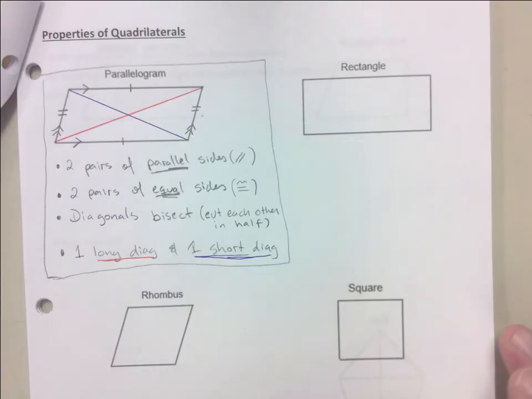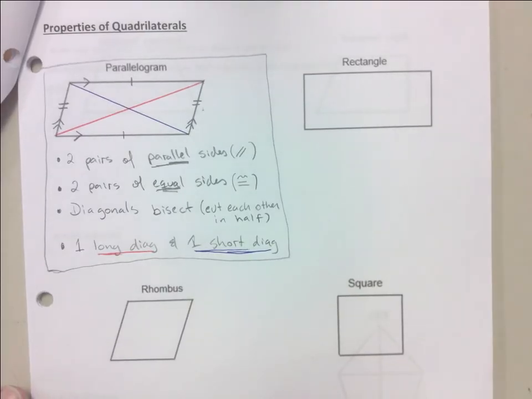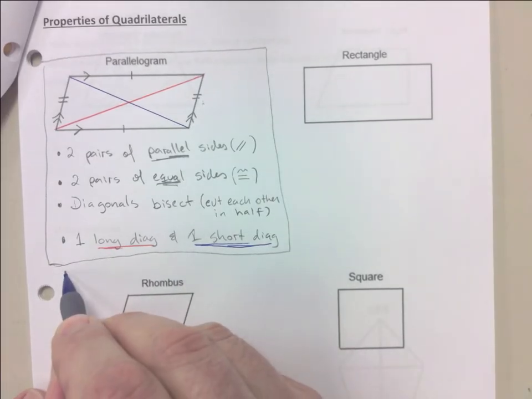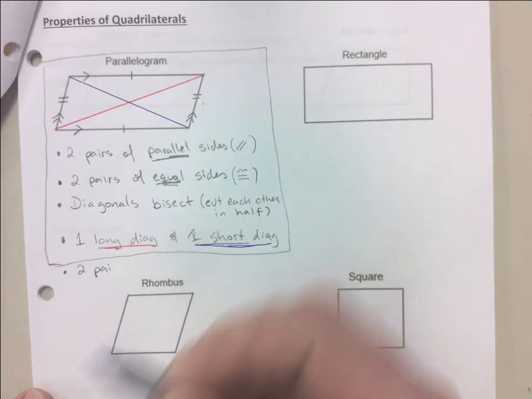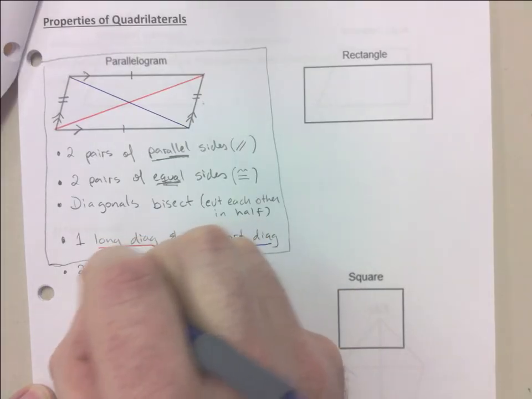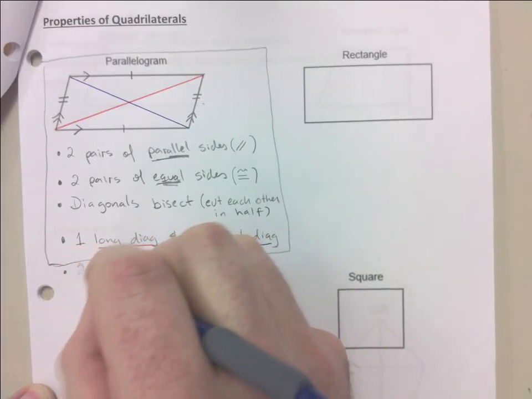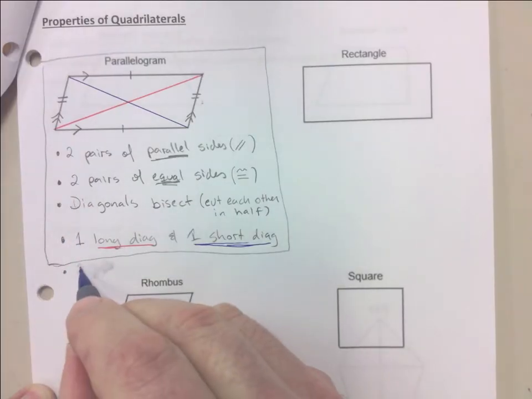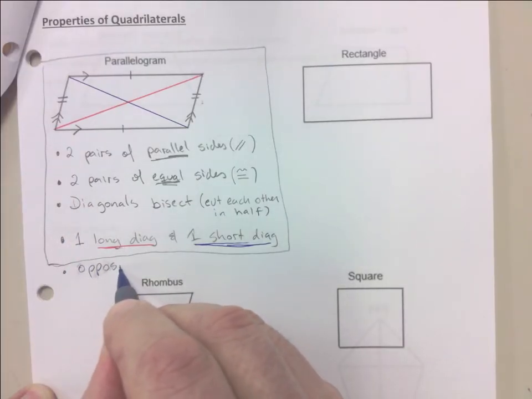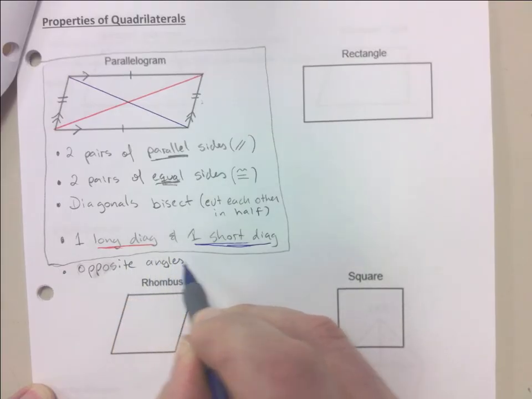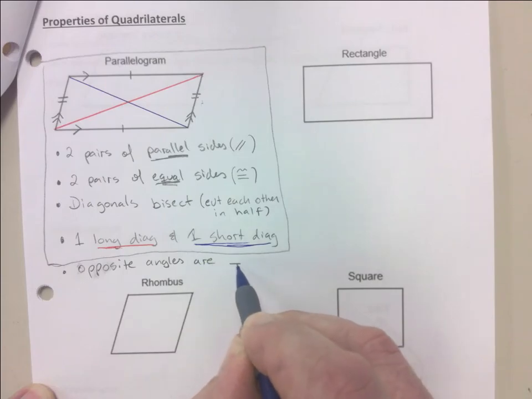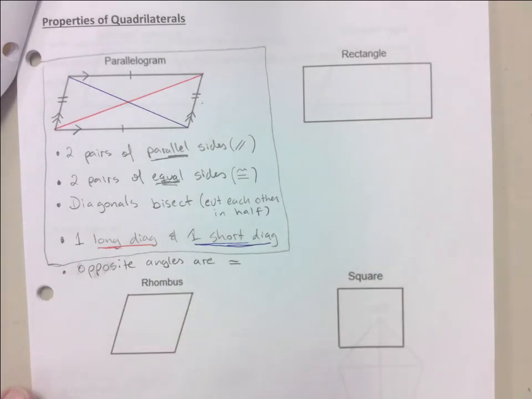I forgot one. No, I didn't forget it, I used to not add this. Can I add this as well? Sorry, I'm going to rephrase this. Opposite angles are congruent. That's what I'm going to say. Opposite angles are equal. Okay, sorry, I'm going to add that.